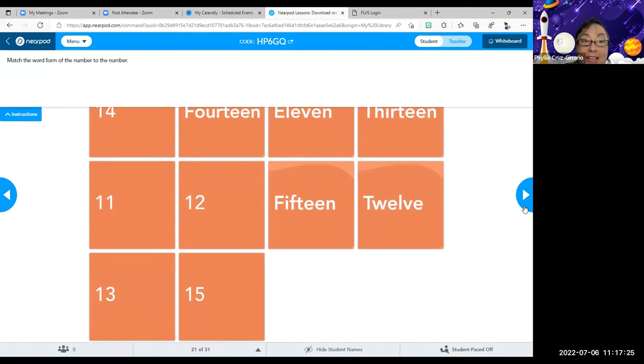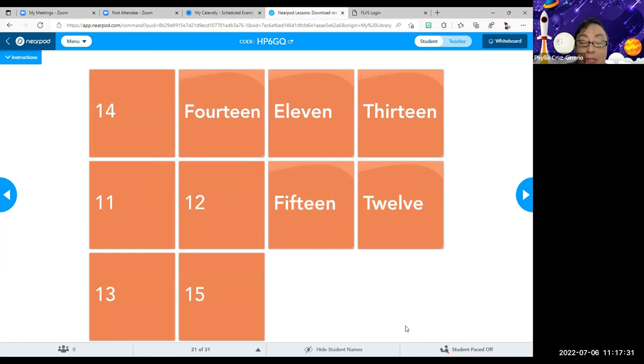All right, now let's have a little bit of fun. I want you to match the word to the number. This is a little tricky, so let's try one. I'll do a couple with you and you try the rest on your own. I'm going to pick, oh, I don't know, how about 11? There's the number 11. Slow it down.